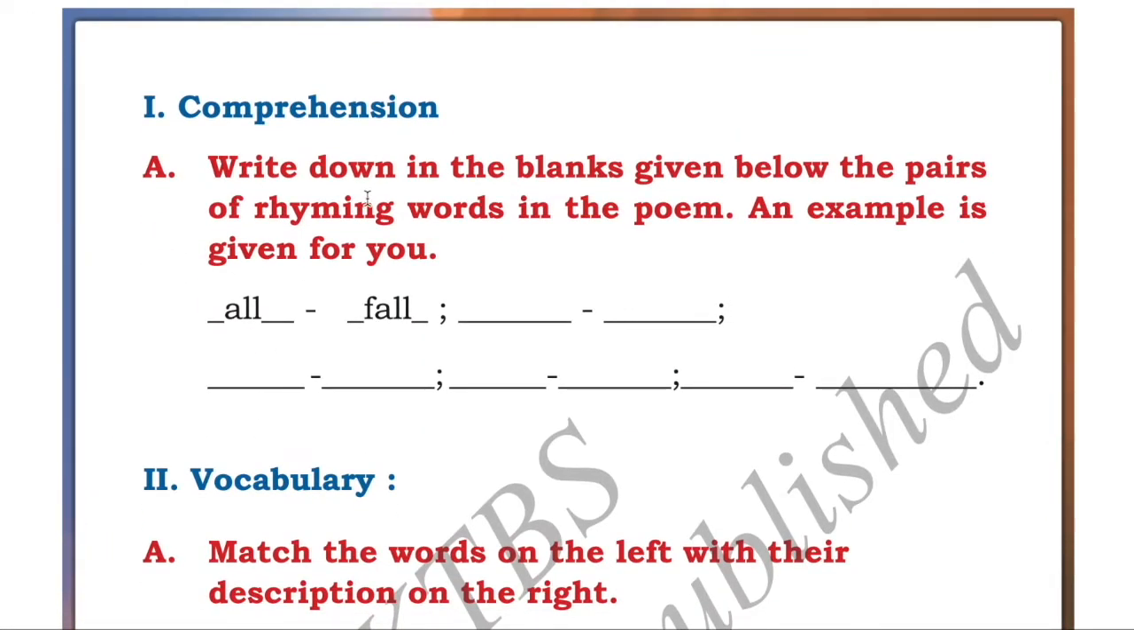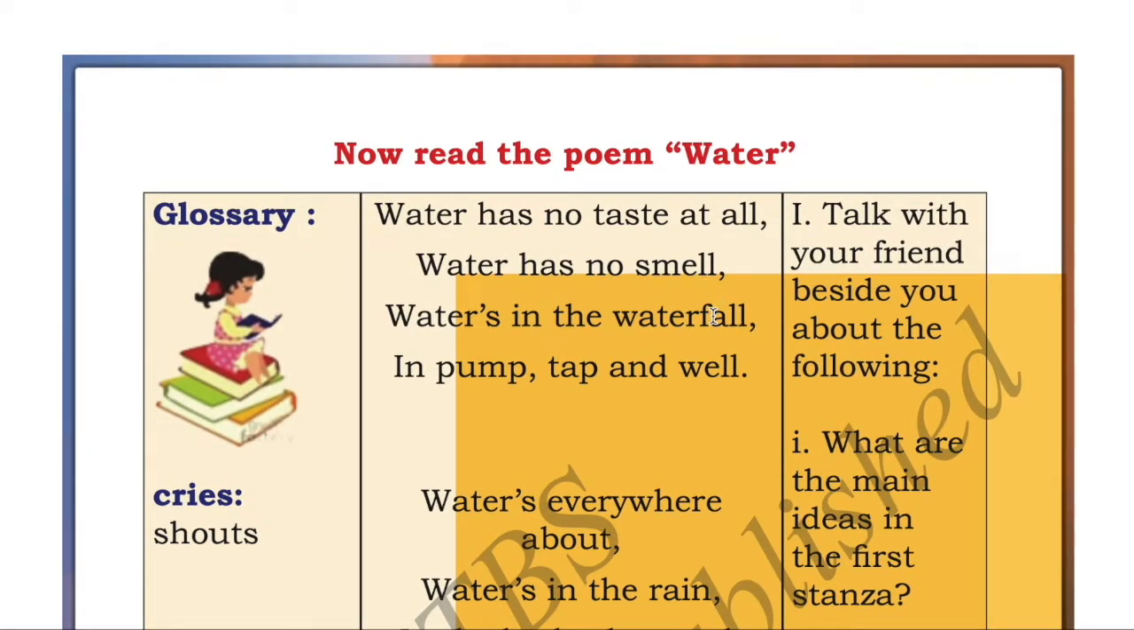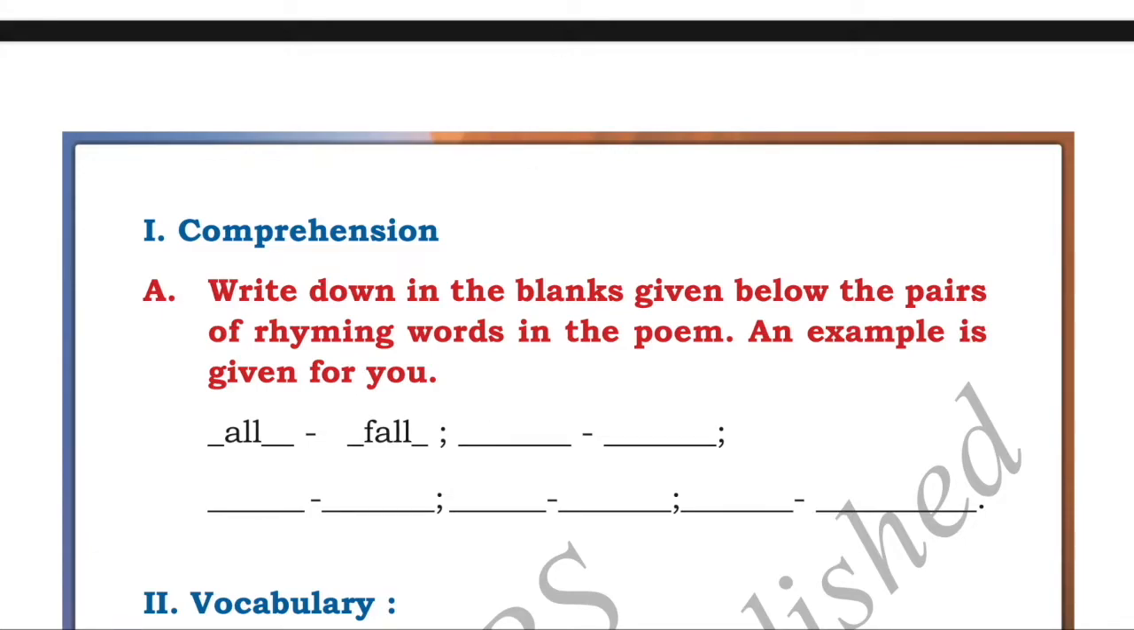Next, we have comprehension. Write down in the blanks given below the pairs of rhyming words in the poem. So, we have an example, all and fall. Let's go back. We can also have smell and well. Okay, let's copy that down here. Let me put this here. So we have smell and well, right?